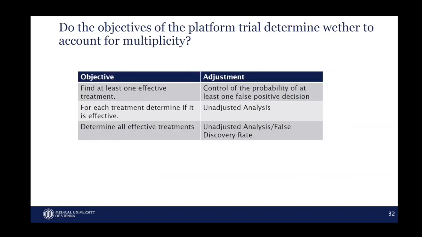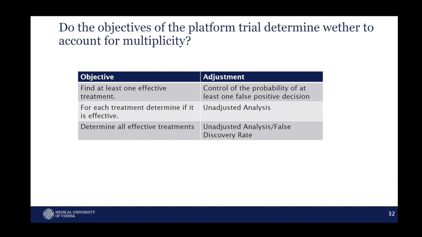So here is just a summary of how the objectives of a platform trial determine whether to account for multiplicity. If we are interested in finding at least one effective treatment, so one company, a single company is testing several of its compounds, then control of the probability of at least one false positive decision might be a reasonable strategy.